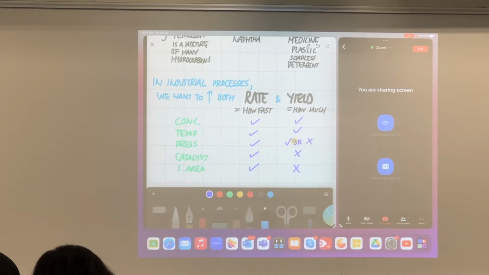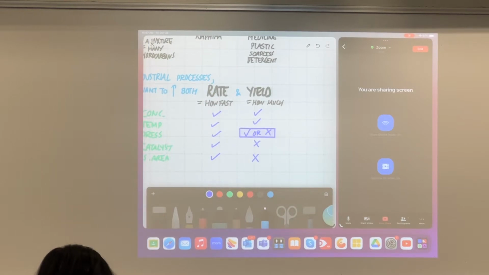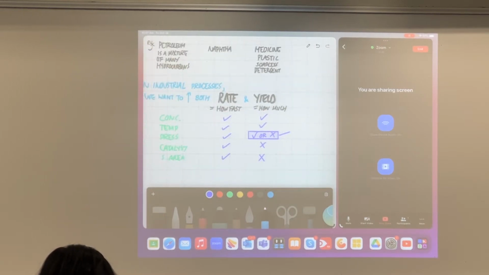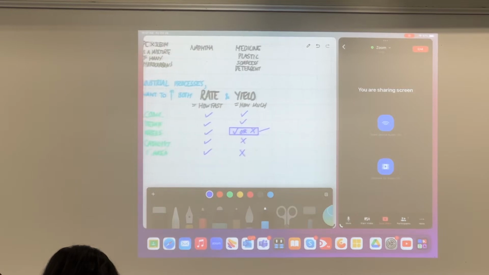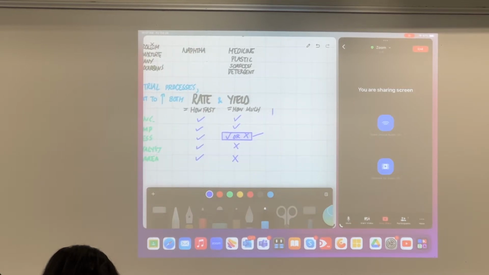When the number of gases on the 2 sides are equal, there will be no change in yield, remember? And this is why I put tick or cross here. If you don't know what this is, you might want to refer back to the equilibrium chapter. So if you have 2 reactions here, N2 plus 3H2 gives NH3.